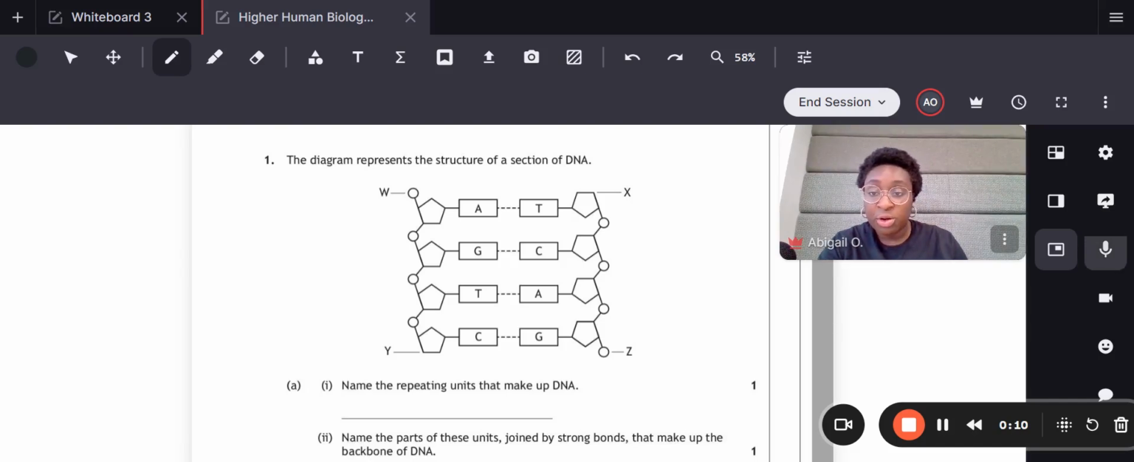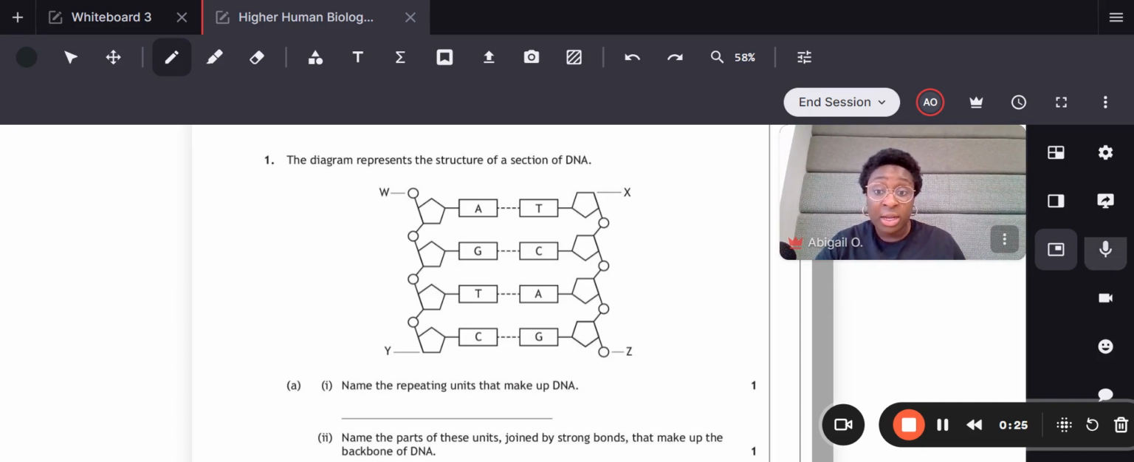Okay, so this is question 1 from the 2023 Higher Human Biology past paper. The diagram represents the structure of a section of DNA. So this is a section of your DNA. It's not been given in the double helix form. It's been given in a slightly different way. And our job is to name the repeating units that make up DNA.